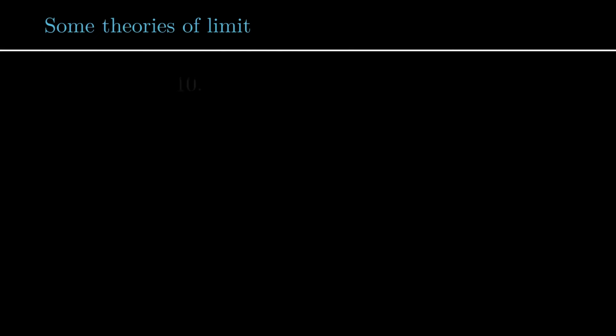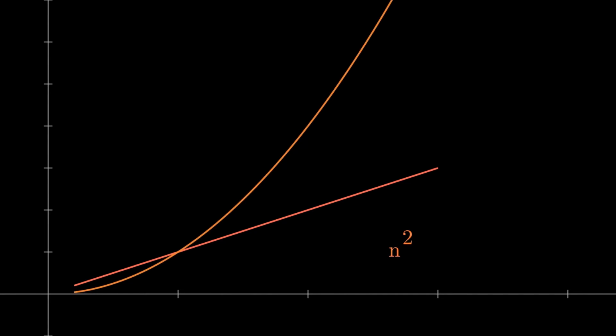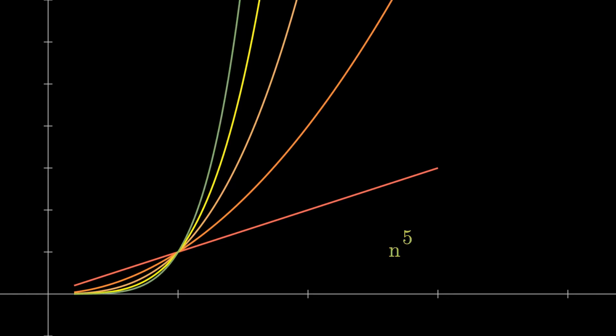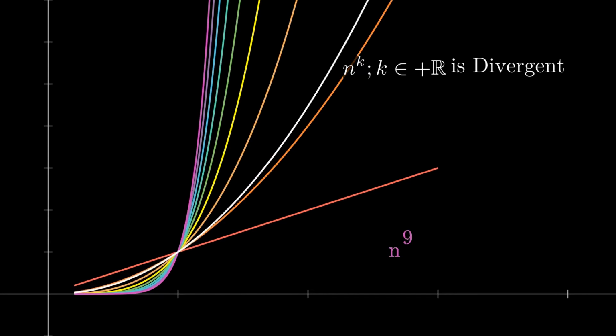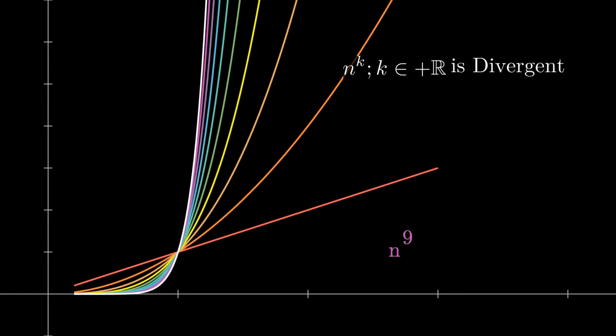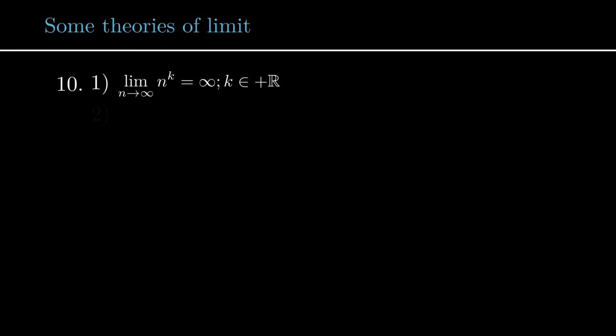For theory number 10, we have 2 of them. So 10.1 is limit of n to the k as n approaches infinity will always equal infinity, but k has to be a real number. So as you can see, when n to the 1 or n to the 2, it keeps going to infinity even faster. As you can see, the k is increasing, and the line goes to infinity a lot faster. And 10.2 is limit of c over n to the k as n approaches infinity will always equal 0, as c is a constant number.